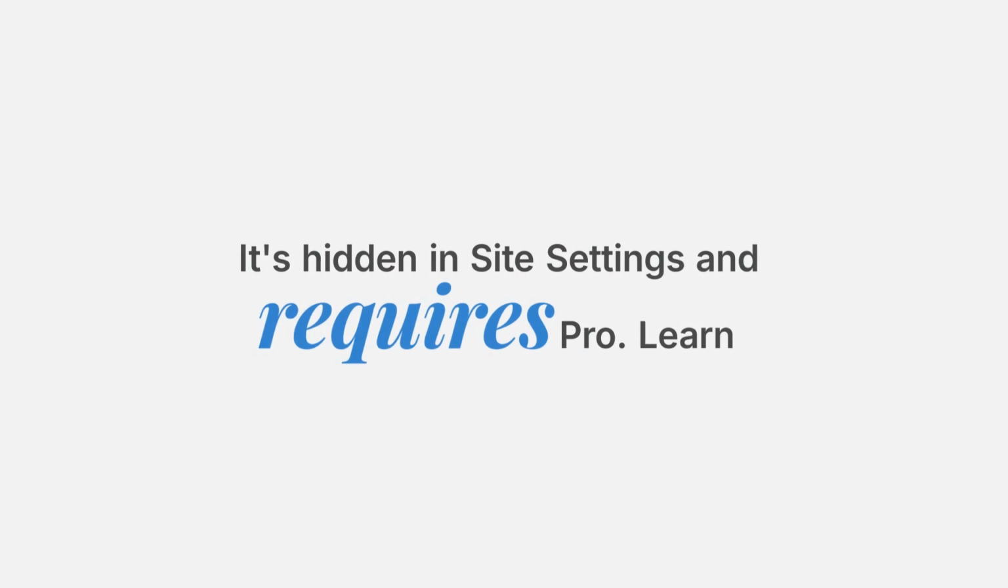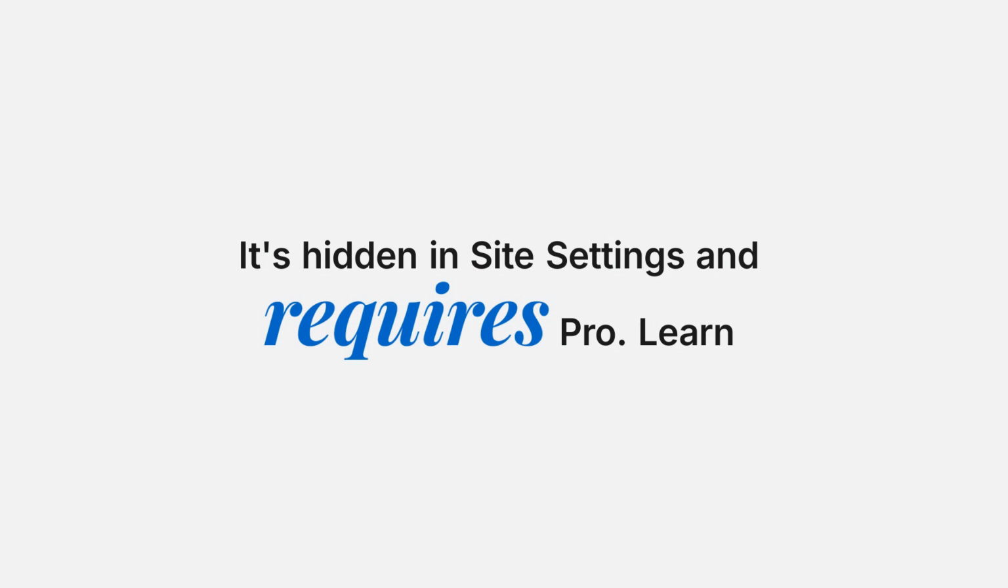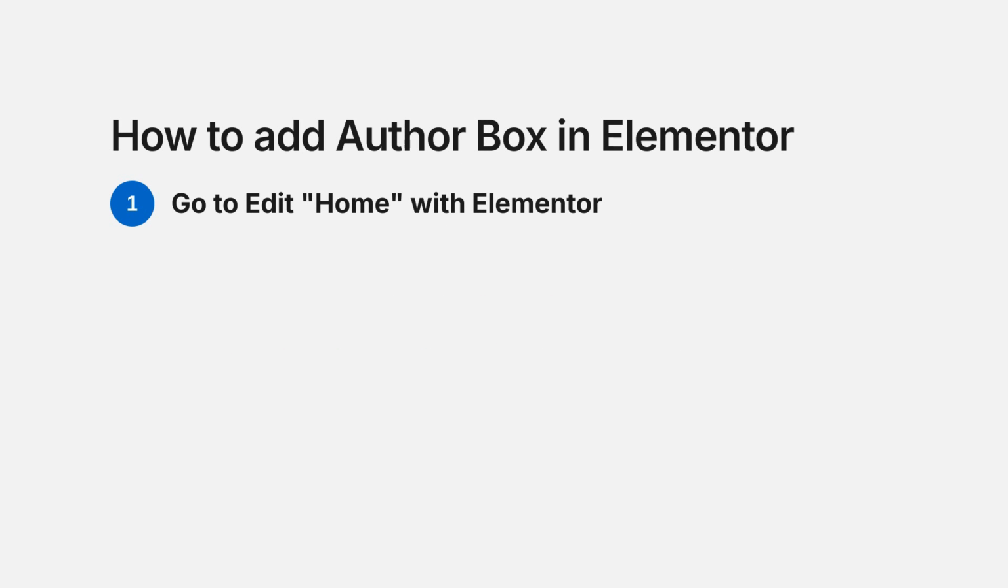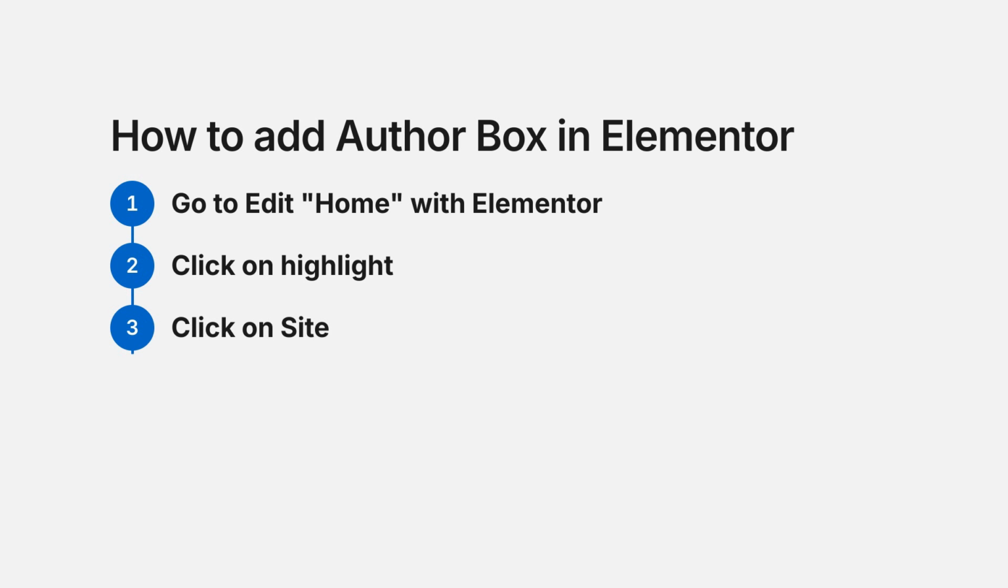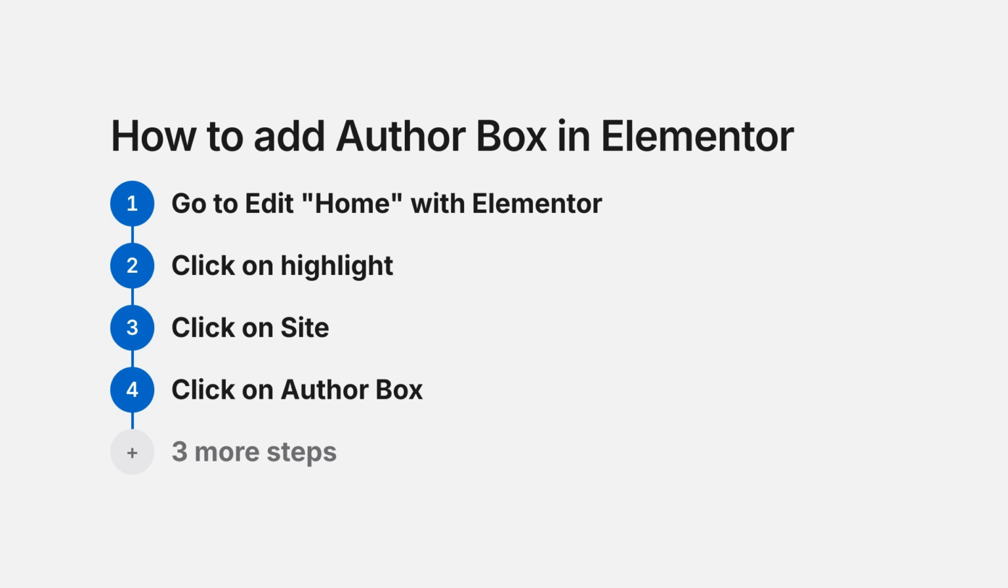Can't find the Author Box widget in Elementor? It's hidden in Site Settings and requires Pro. Learn the exact click path to activate it in under 2 minutes. We'll start by editing the home page, then click the highlight, open Site Settings, find the Author Box, and finally handle the Pro upgrade prompt.